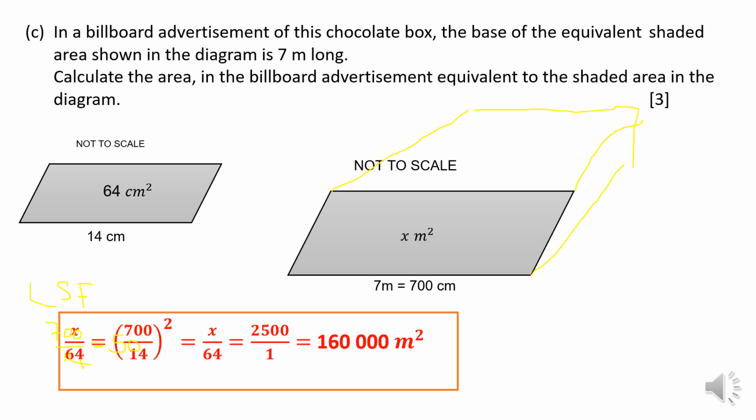So what I did there is I actually got x over 64, which equals 700 over 14. The x that I have here is this particular missing one, and you should get an answer of 160,000 square meters, because that is the actual thing as it appears on the billboard advertisement.